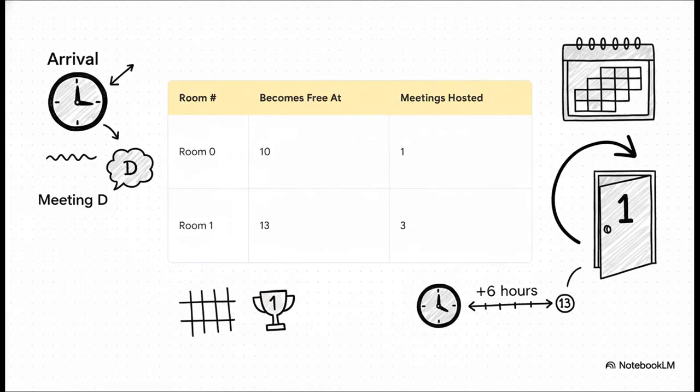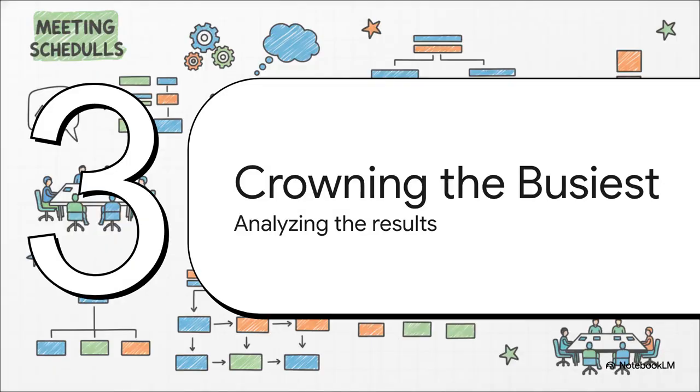So let's apply that exact rule to meeting D. It wanted to start at 6, but the earliest a room opens up is room 1 at time 7. So meeting D gets assigned to room 1, but its actual start time is pushed back to 7. Now, its original duration was 6 hours, right? 12 minus 6. So its new end time is its new start time of 7, plus its duration of 6, which gives us 13. And look at that. Room 1's meeting count just jumped to 3. And just like that, the hard part's over.